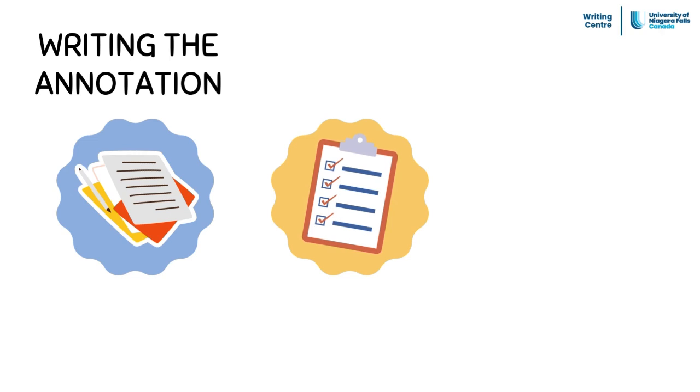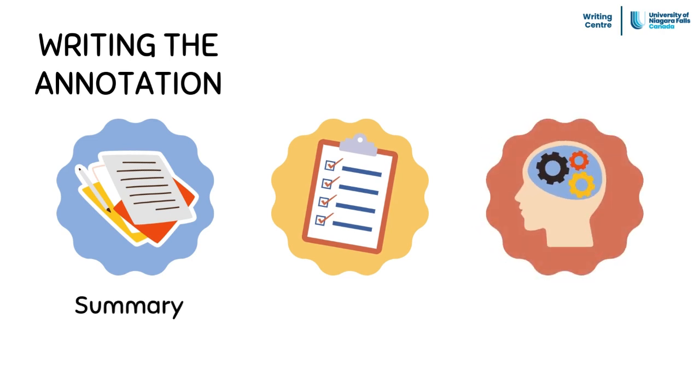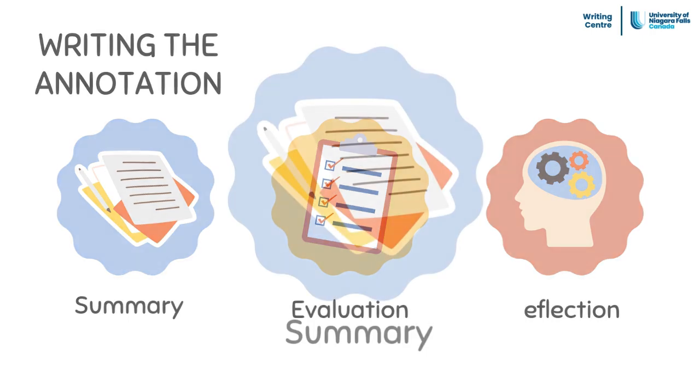Each annotation includes three key parts. First is a summary of the source. Second is an evaluation of its quality or credibility. And third, a reflection on how it fits into your research. Let's break each of those down.